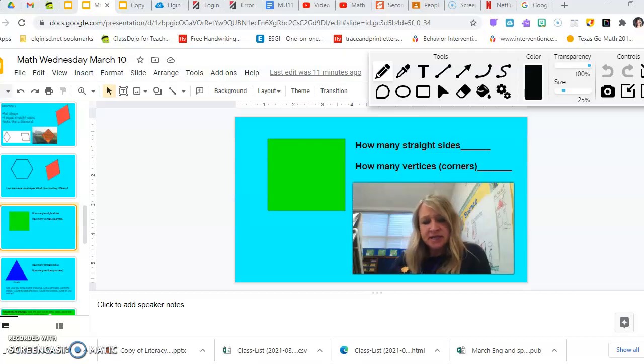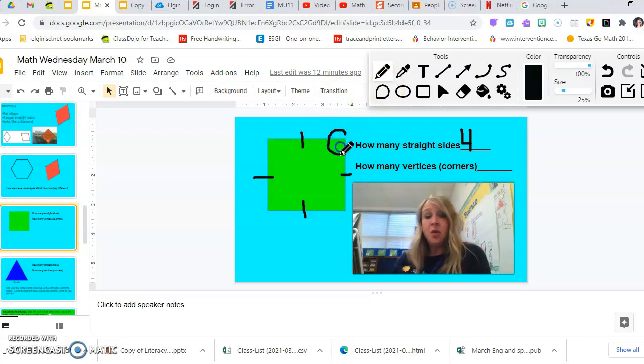How many straight sides did you say the square had again? 4. 1, 2, 3, 4. There are 4 straight sides. So I'm going to write 4 in the blank next to that question. Our next question says, how many vertices or corners are there? How many vertices does a square have?